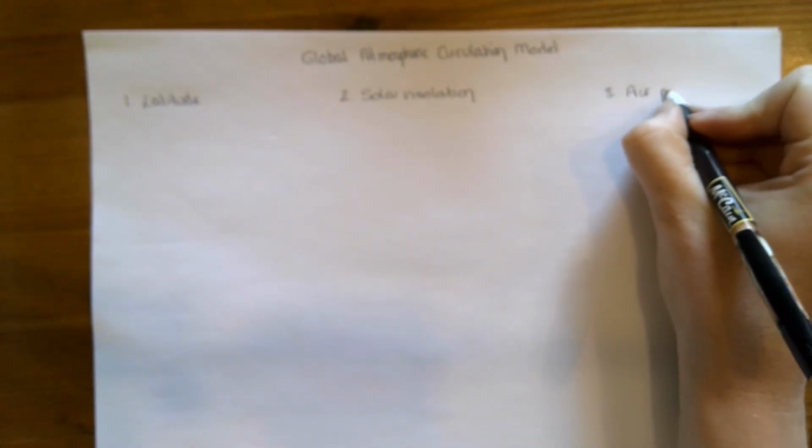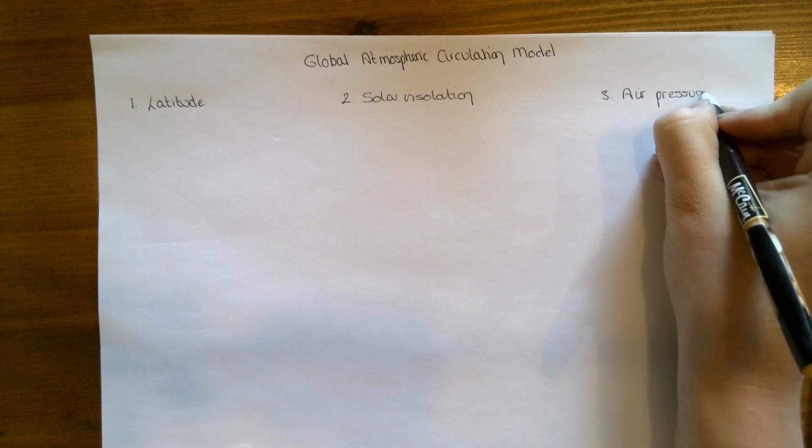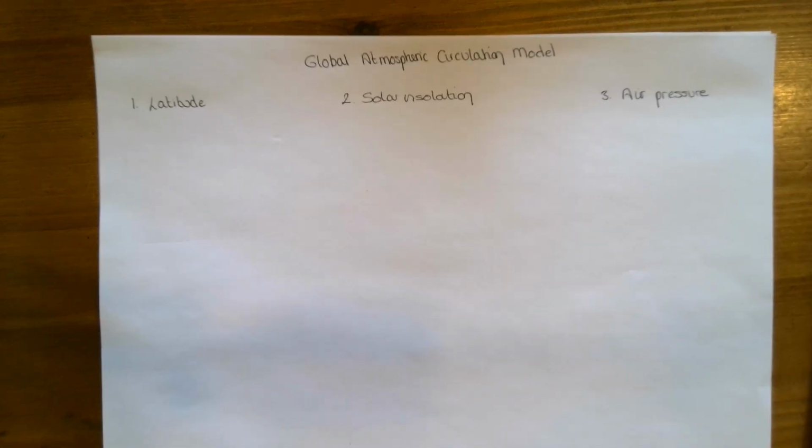You might have heard of high and low pressure, you might have watched the weather forecasts on the news and heard people talk about high and low pressure. We need to know what they are. And when we've got these 3 elements, we will be able to explain the global atmospheric circulation model, the way that the air moves around the world transferring heat. So we're going to start with latitude.